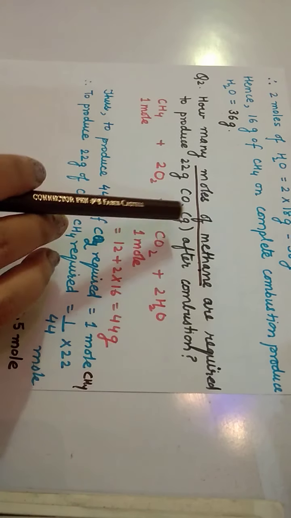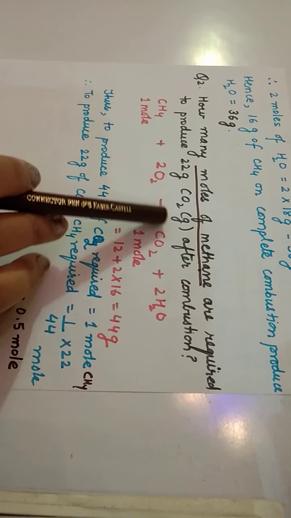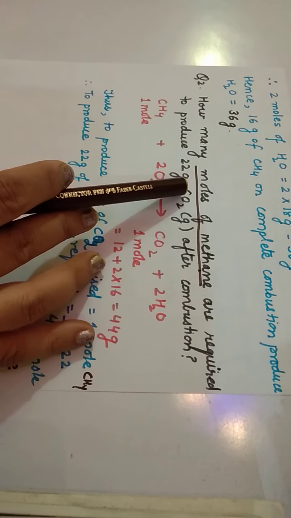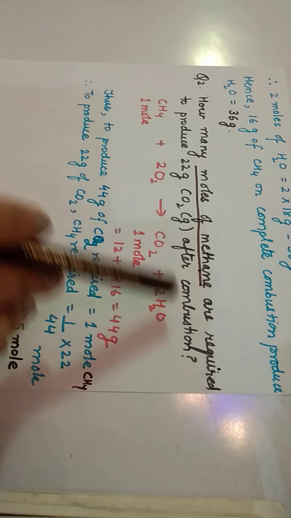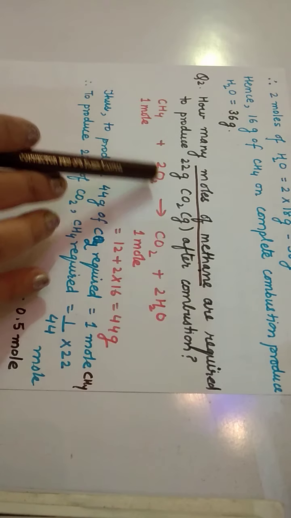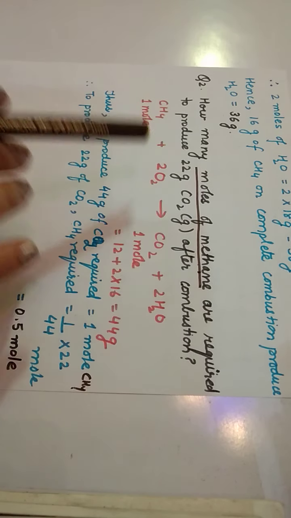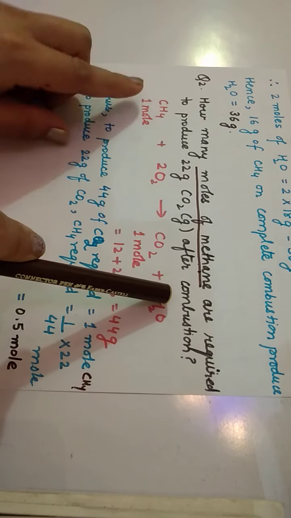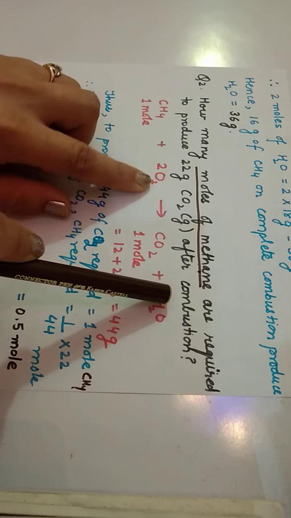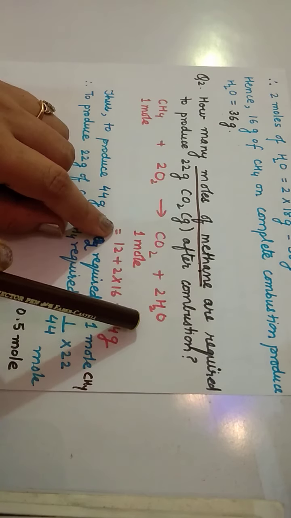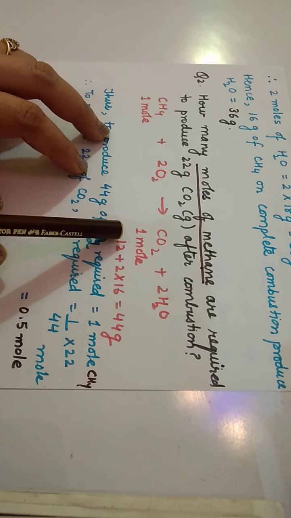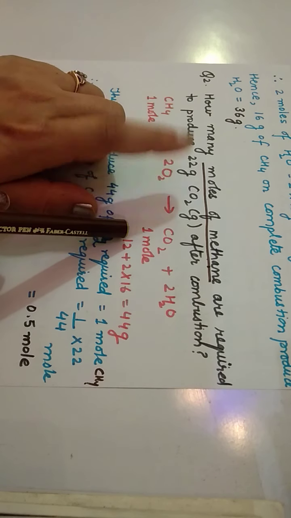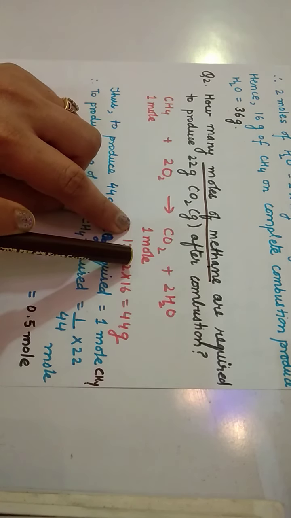Now children, the next question is: how many moles of methane are required to produce 22 gram of CO2 after combustion? Here in this question, moles of methane are asked, so we need to find out the moles. Methane on combustion, CH4 plus O2, will give CO2 and water. Now, moles are asked, so you need to establish a relationship between moles. But here, gram is given. So, with the help of gram, you will find out the number of moles.